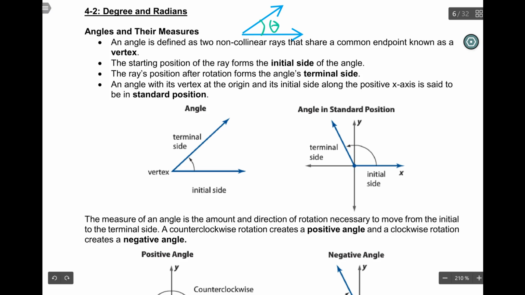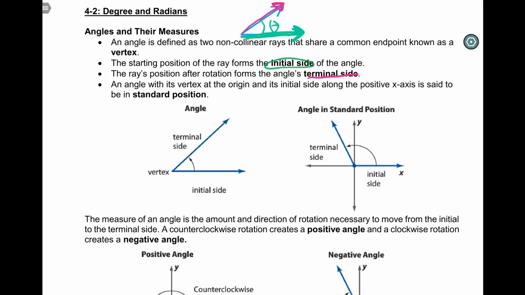The starting position of the ray forms the initial side of the angle. So let's say we started with this ray right here. This would be the initial side. And then where you end is called the terminal side. So here, this would be the terminal side, with the initial being the green. Anyway, you can kind of think of this like a terminal, a bus terminal is where you get off the bus. It's where you end. I mean, this is morbid, but if you have terminal stage cancer, it's like the end, where initial always means starting.